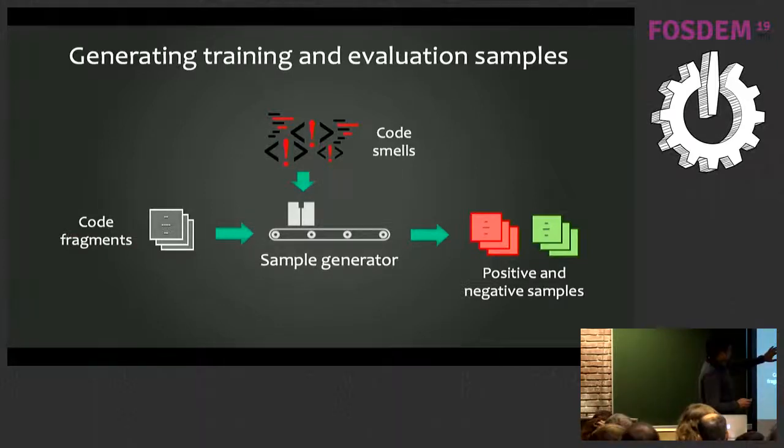So we know what kind of smells a project has, and we know all the code fragments. So with these 2 pieces of information, we classify these code fragments either as a positive sample or a negative sample.